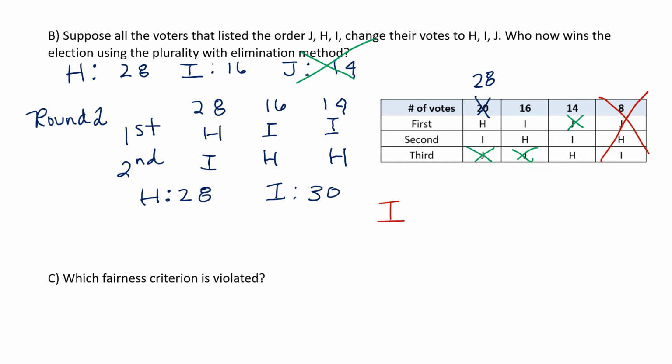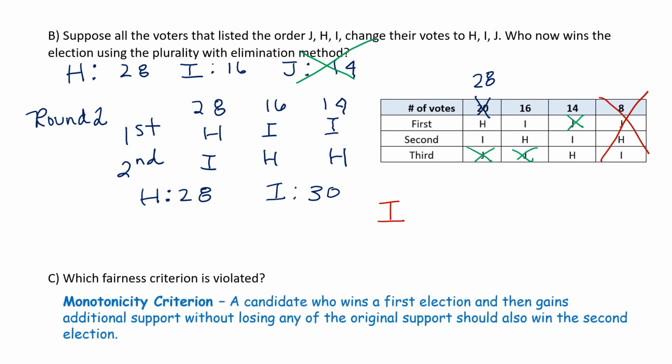So the answer to question C, which fairness criterion is violated, it's the monotonicity criterion. That criterion states a candidate who wins the first election and then gains additional support without losing any of that original support should also win the second election.